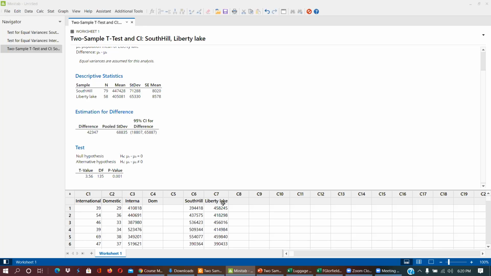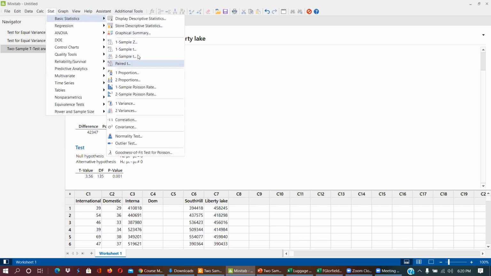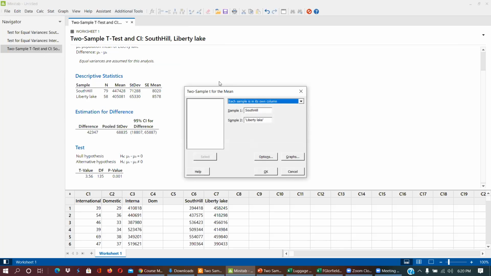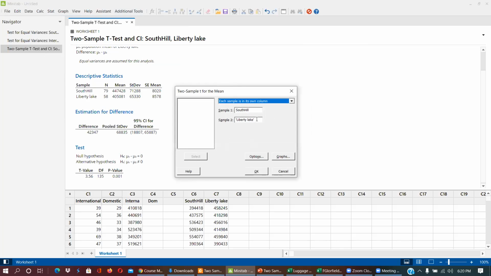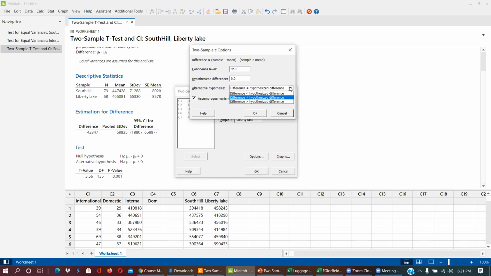This is not equal. Now, who is correct? I'm saying South Hill, you are saying Liberty Lake. Let's check. So now, the next option, I'm going to do exactly the same thing. We only want to change the option. Okay, it is taking Liberty Lake.